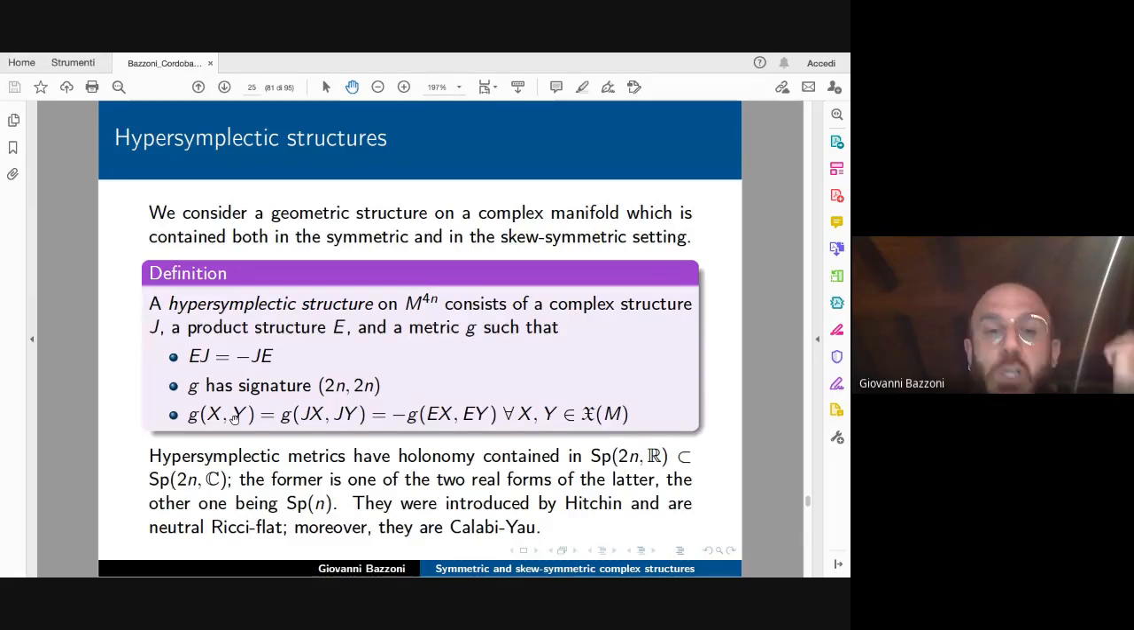And they are neutral, so the signature is (2n, 2n). They are Ricci flat, and moreover, they are Calabi-Yau. Here Calabi-Yau refers to the fact that, as a complex manifold, (M, J) has trivial canonical bundle. So they are interesting from many points of view. They're also relevant in physics and so on. They are the relative of hyper-Kähler metrics in split signature, in the neutral case.